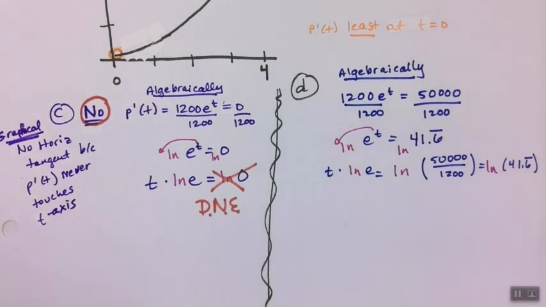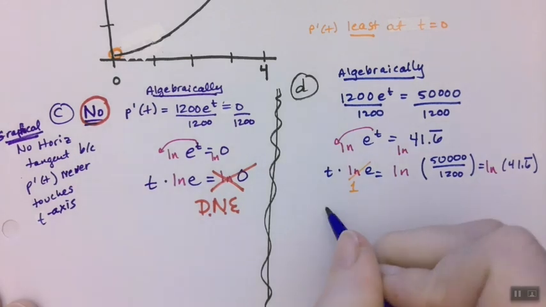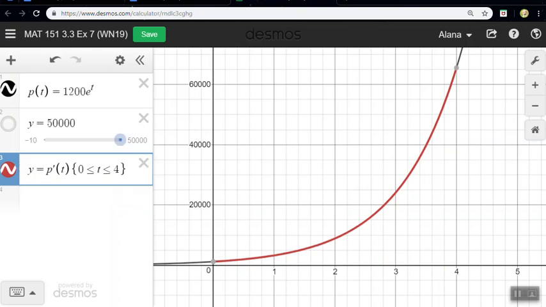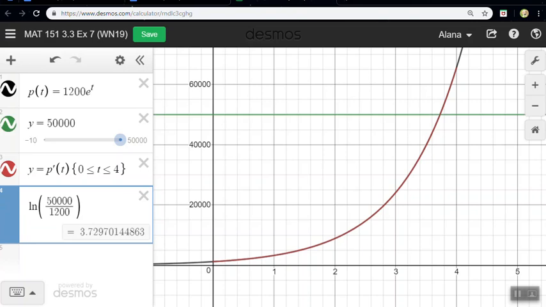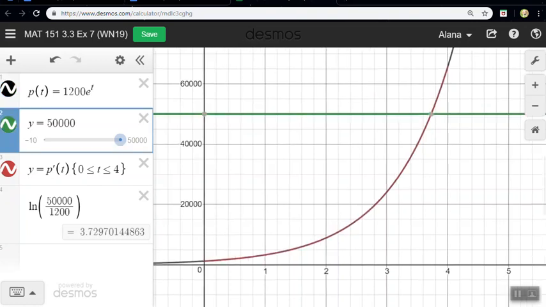Well, the natural log of e, by definition, is 1. This is just the number 1. So that's t times 1, which is t. So if I just grab a calculator and tell it to find the natural log of 50,000 over 1200, it'll do it for me. As a matter of fact, I can even do it in Desmos. So here, I type natural log, parentheses, 50,000 divided by 1200. There we go, 3.7297. If I click on this y equals 50,000 over here, I can also find the intersection right there and see it's the same thing, 3.73. Decimals is nice because you can just click on the intersection. If you're on a calculator, you'll have to use the intersect feature.